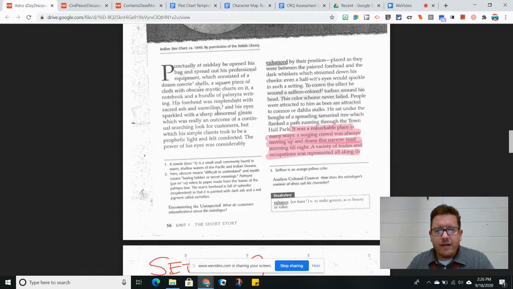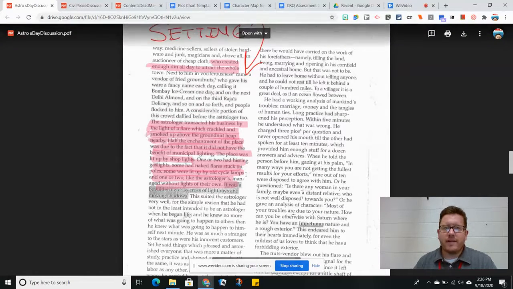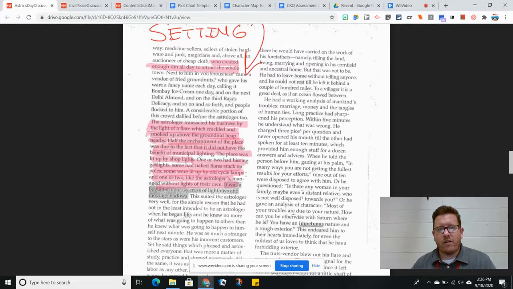All right, so I've highlighted stuff in pink here that gets to the setting, and this is all taking place in the exposition. Remember, the exposition is where the author sets up the story, introduces the characters. There's no conflict yet. We're just getting the lay of the land. So look at all these details.